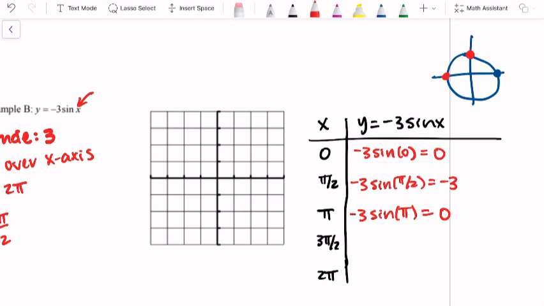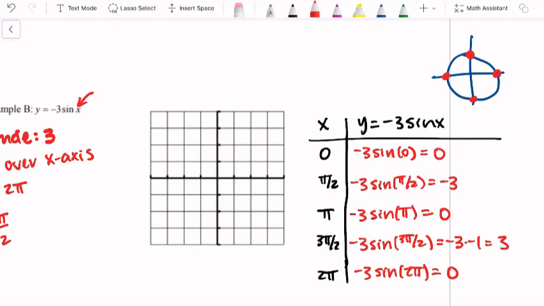Draw 0. 3 pi over 2 is down here. So sine of 3 pi over 2 is -1. So -3 times -1 is going to give us +3. And then back to 2 pi over here, we should be back to 0, but let's just double check. Yep, we're back at 0.